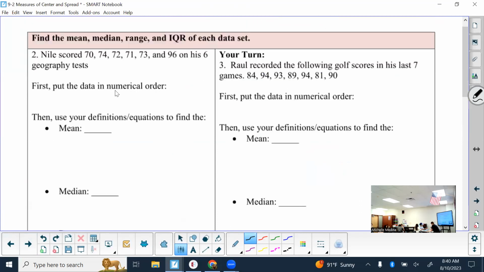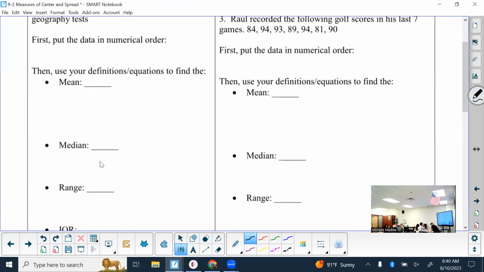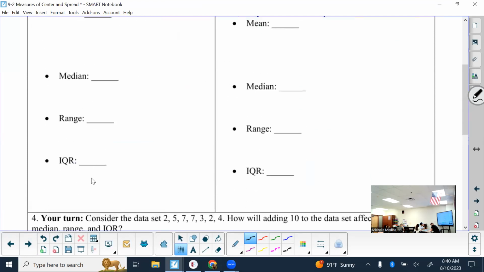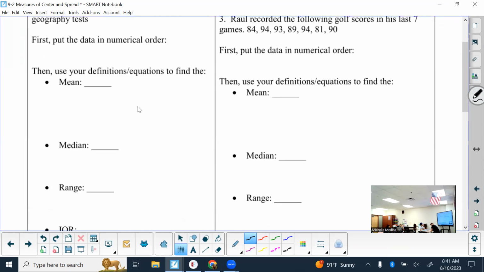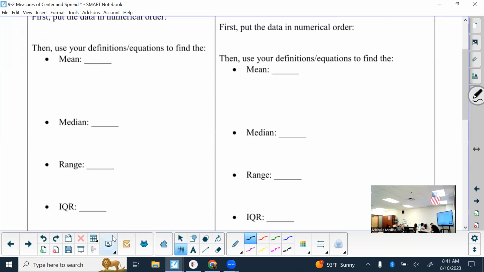So we're going to do the same thing we just did, except we're just finding the mean, median, range, and IQR. All right, so here's some data. Niall scored 70, 74, 72, 71, 73, and 96 on his 6 geography tests. Put it in numerical order, and then find these for that data.